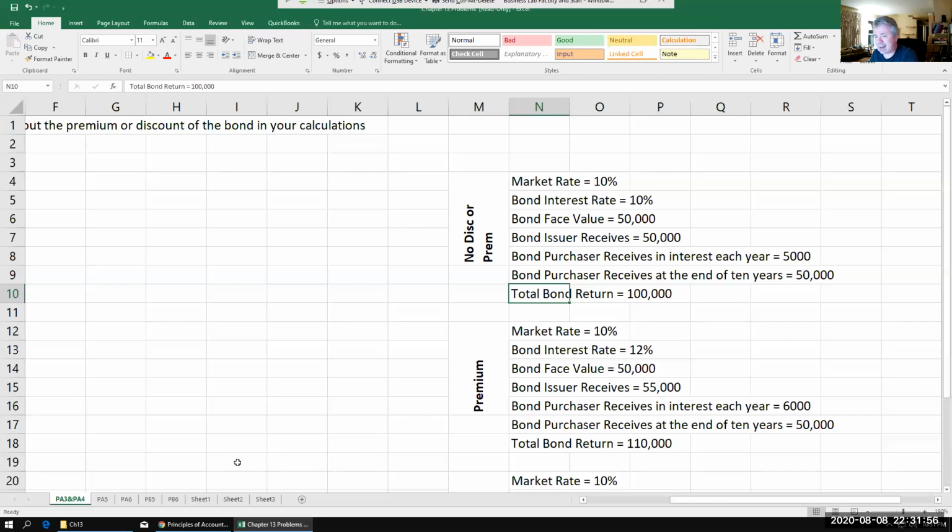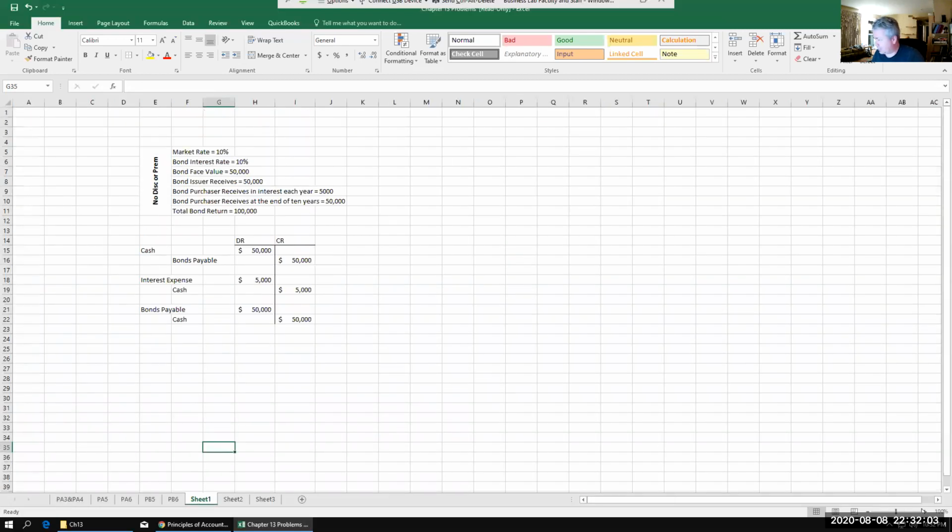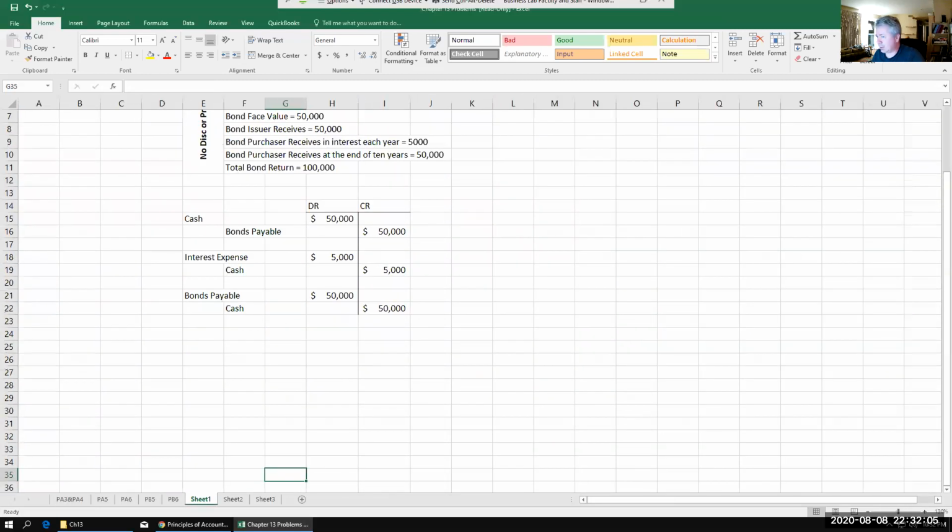Now let's look at how that would be journalized. It's a pretty straightforward process. Here it is. Let me make this a little bit bigger for all of these.